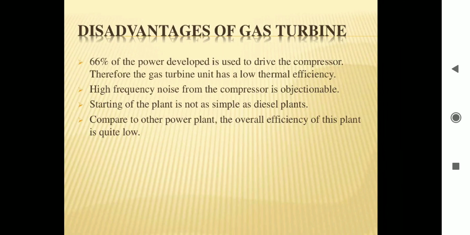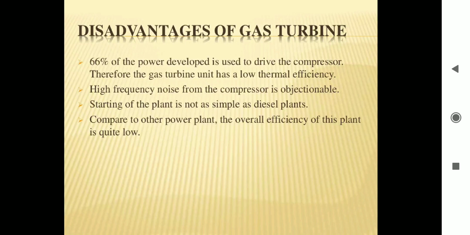And the main disadvantage of this gas turbine power plant, compared to the steam cycle, is that we are using a compressor. For driving this compressor, we have to give power to it. So of whatever amount of energy or power we are generating, 66% has to be given to the compressor to drive it. So that's the main disadvantage of this cycle.